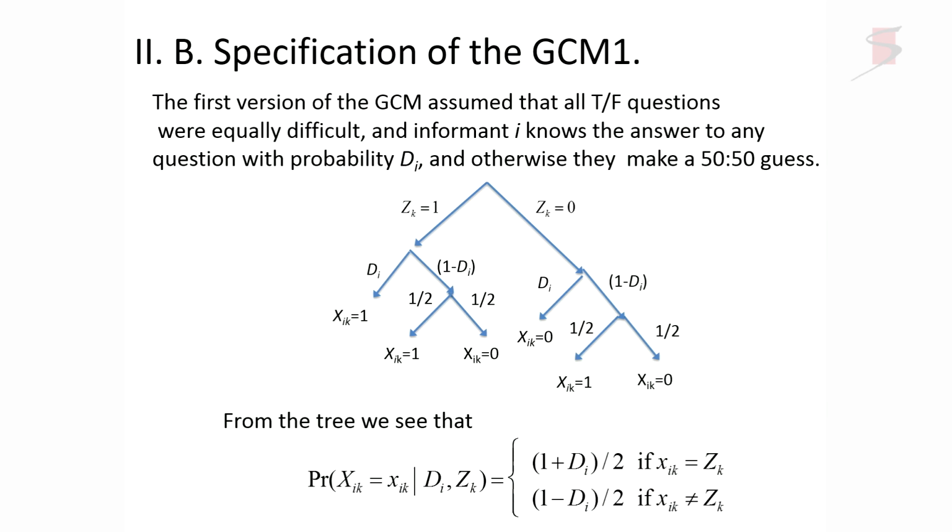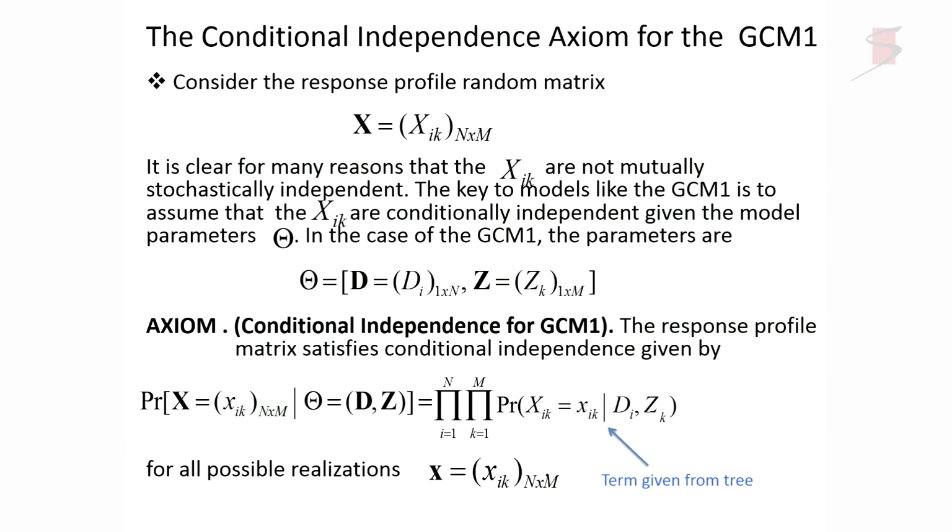And from that, you can derive the conditional marginal, that the probability that you will get a certain response, 1 or 0, depending upon the d and the z, is (1 plus d) over 2 if the person matches the answer key, and (1 minus d) over 2 if they don't match the answer key.